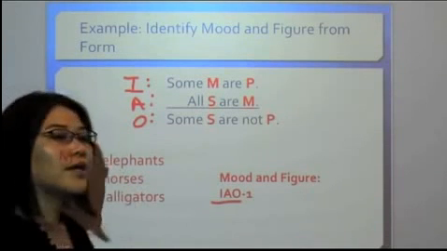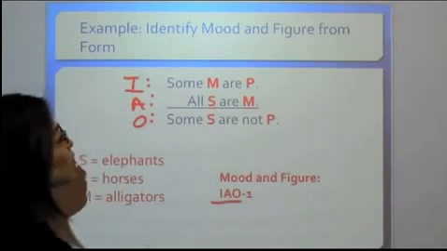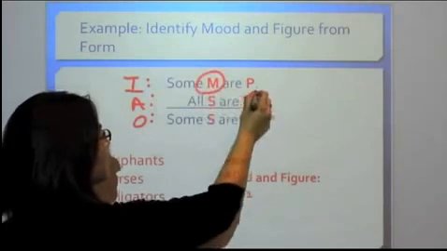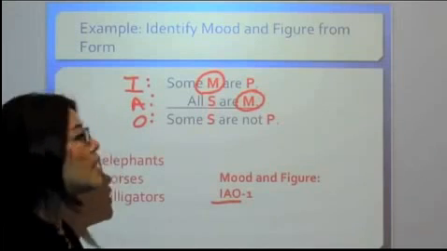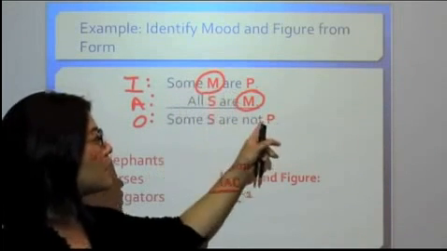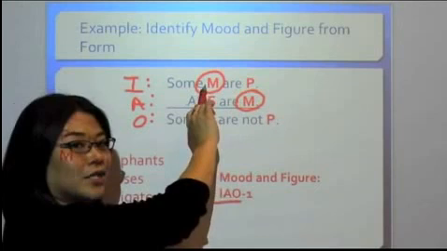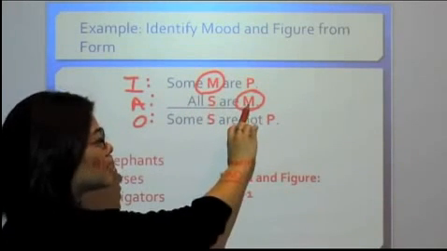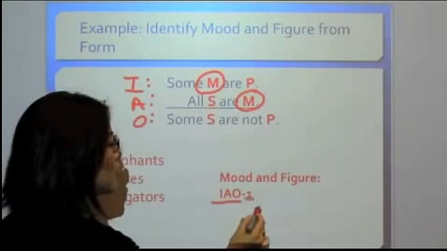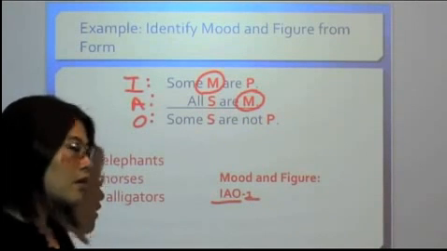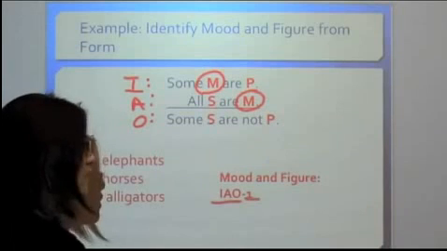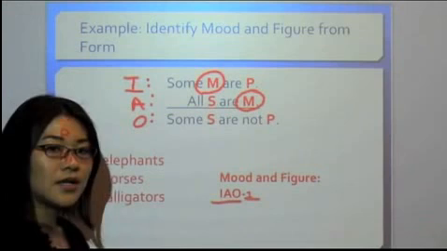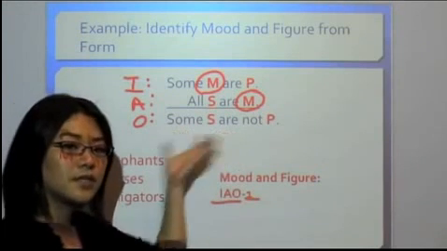Then, when we want to identify the figure, again, we look at the placement of the middle terms, okay? And here are the middle terms here in the premises. And notice, again, we have this diagonal effect. In the major premise, the middle term takes the first position, and in the minor premise, the middle term takes the second position. So this, again, is going to be figure 1, okay? So the mood and figure for this argument is IAO-1, and that's the type of standard form categorical syllogism this argument is.